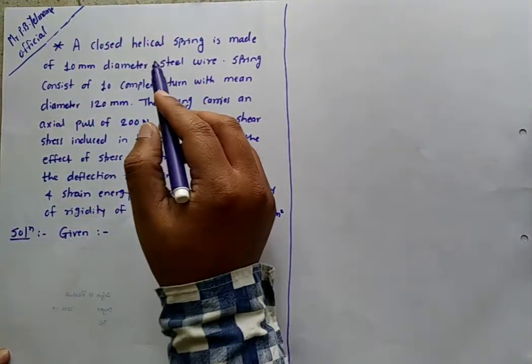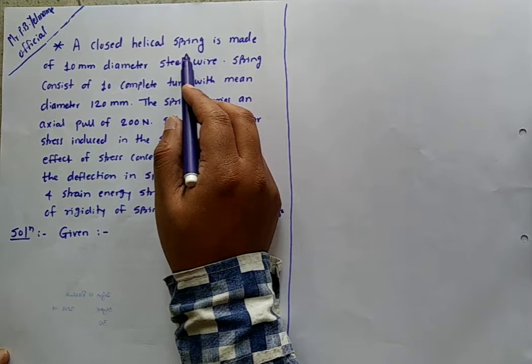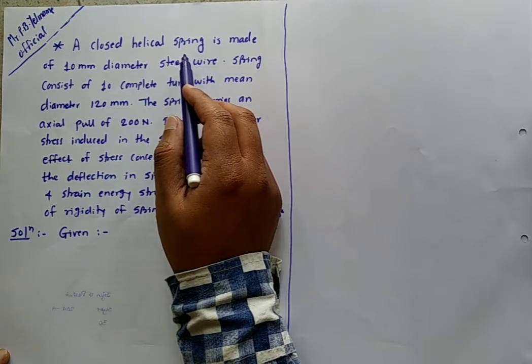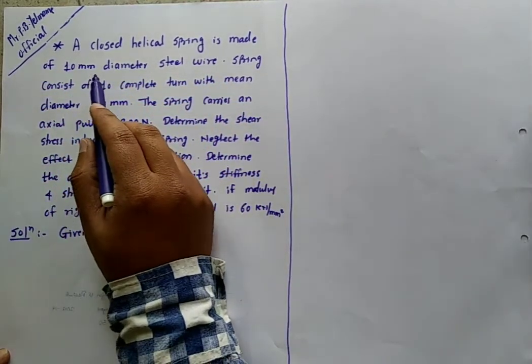Today we are going to discuss one example of a spring, which is the most important topic for third year diploma in mechanical engineering students. Here is the problem statement. Let us start solving this problem.